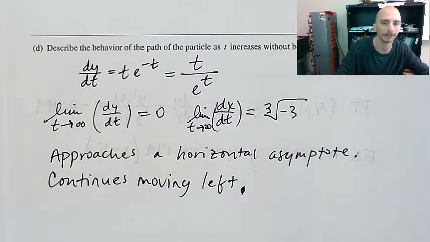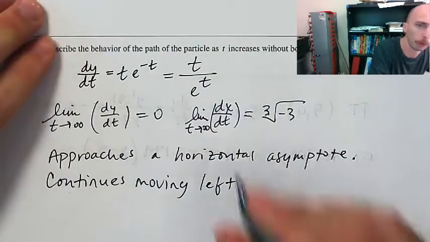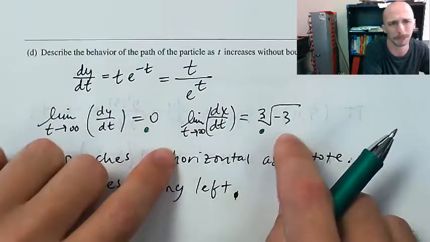And so I'll read you what they said. It says, since the limit as t approaches infinity of dx/dt is negative 3 to the 1/3 power, and the limit of dy/dt as t approaches infinity is equal to 0, the particle will continue moving farther to the left while approaching a horizontal asymptote. Okay, I think I hit that. While I'm at it, I'm just going to show you how this one was scored. This was 1 point for the behavior of x and 1 point for the behavior of y, so I think you probably would have gotten the points for these two things.